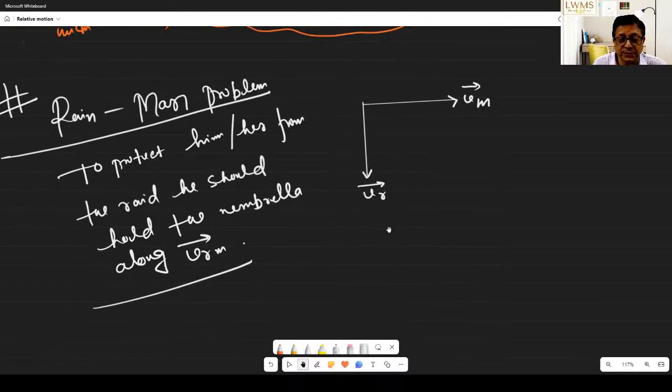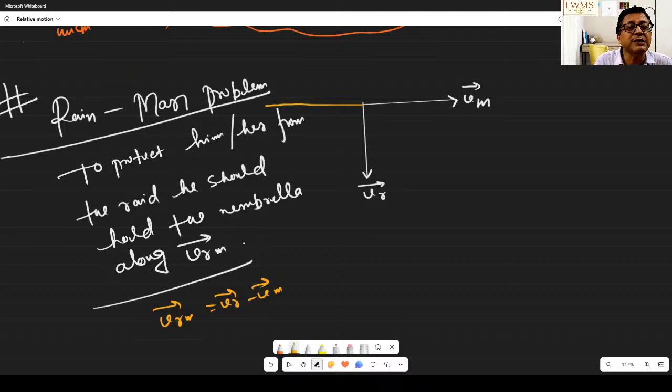So I explained just by using the diagram, the concept of vector subtraction. What is VRM by definition? VRM is VR minus VM, isn't it? So you add minus VM this way. Clear? Now what do you have to do? You have to complete the parallelogram.